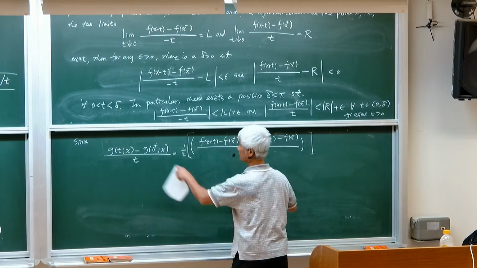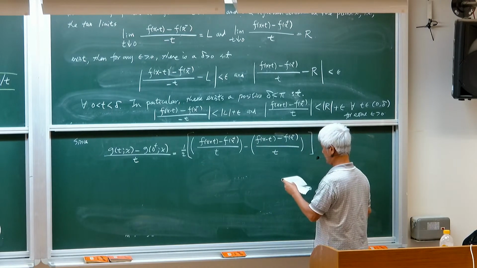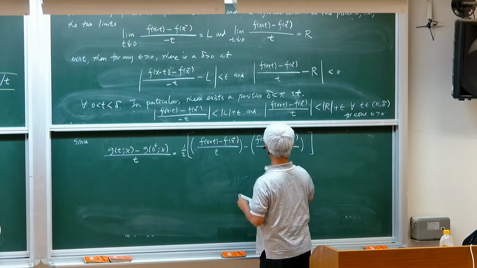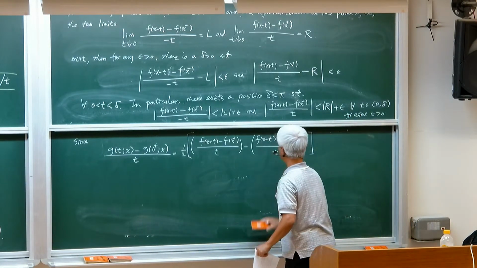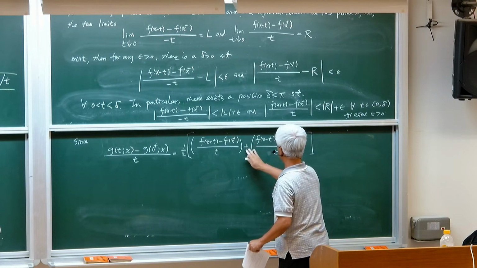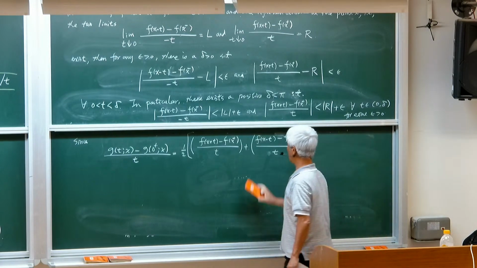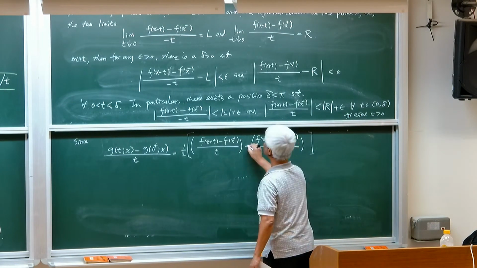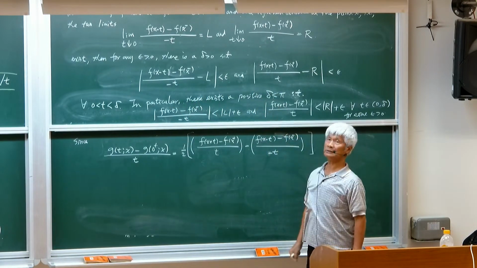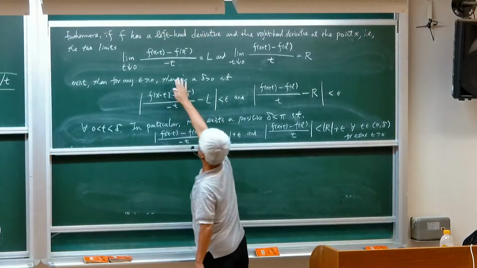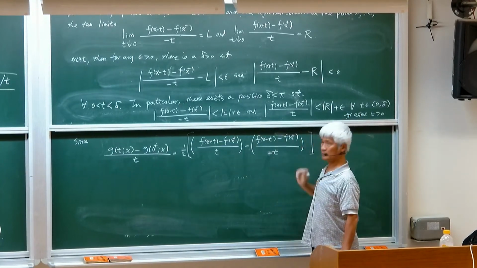Oh, t, I'm sorry, t here. And because of the plus, so this is minus t. Originally this is plus, but I want to change it because I want to use the definition of the left-hand derivative and the right-hand derivative. So this becomes the difference. And the next one.